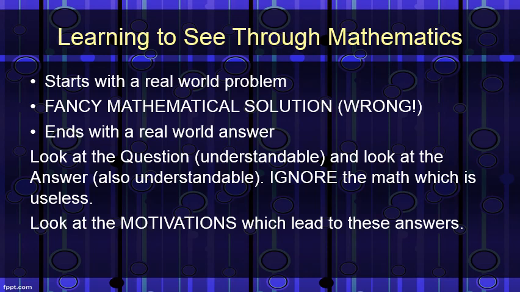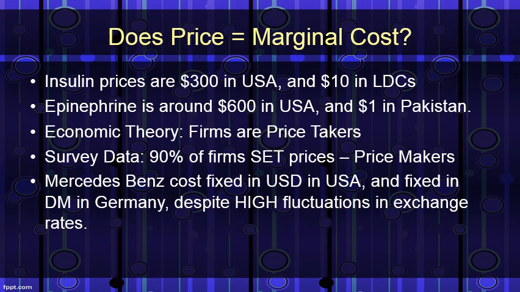So what we do in order to look through the math is to look at the question, which we can all understand, and look at the answer in real world language, which is also understandable. Ignore all the math and look at the motivations. Why are people coming up with these answers? This usually serves the needs of power. So once we understand this, instead of looking at the math, we look at who is being benefited from this answer. That will give us much more insight. So let me just look at a few examples.